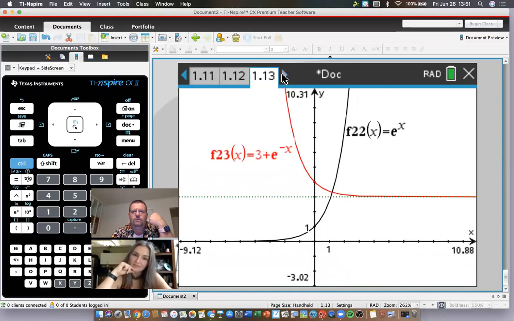And then the last one, this red graph, she said would be decreasing because of the negative in front of the x. And again, we have the vertical shift up. That asymptote would be y = 3. So I think we've done a good job. Good job, you. Pat yourself on the back.